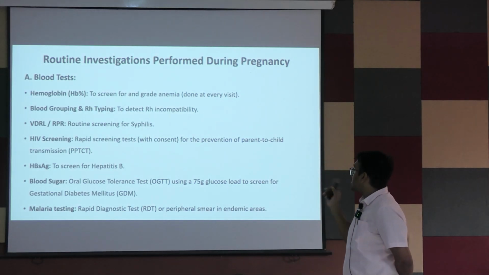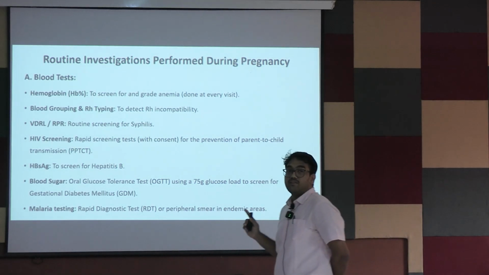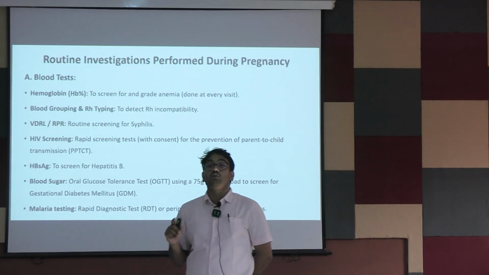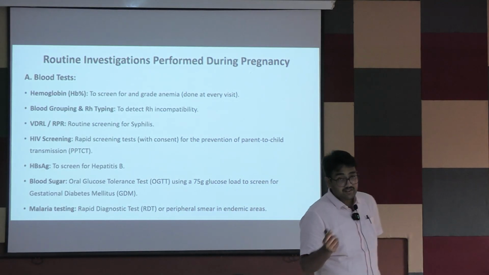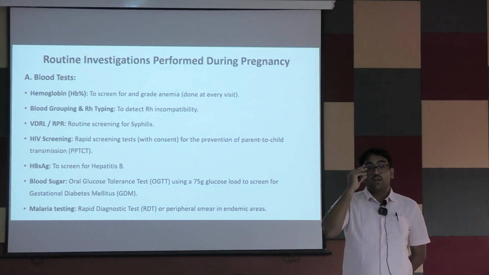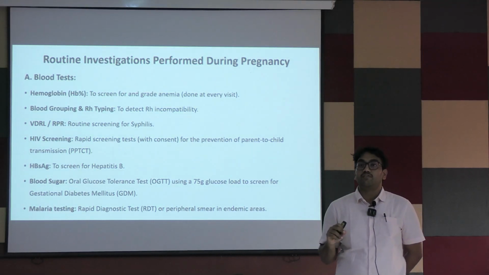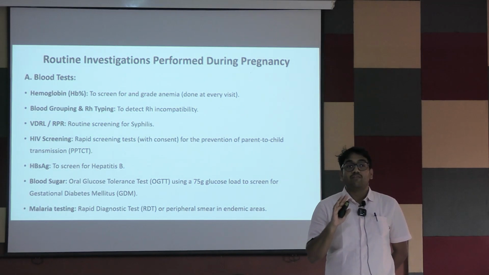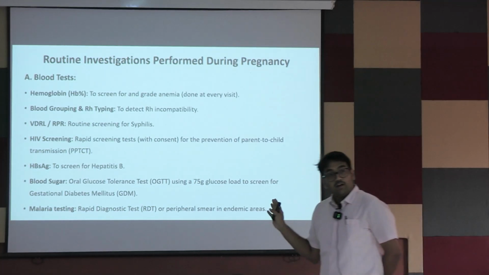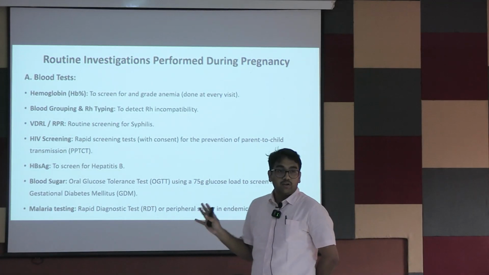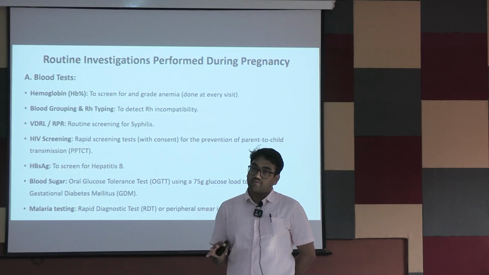Next, blood sugar. Blood sugar testing is done usually with an oral glucose tolerance test. Usually, this is done in the second trimester, okay. An oral glucose tolerance test with 75 gram of glucose. A fasting blood sugar is not enough to rule out diabetes in pregnant women, okay. An OGTT is done in the second trimester, right.